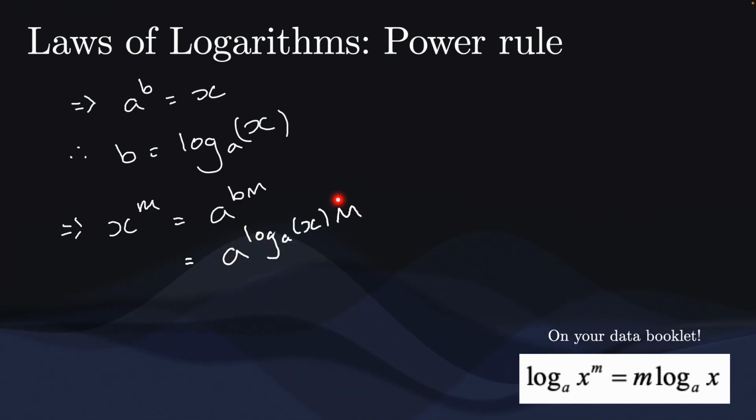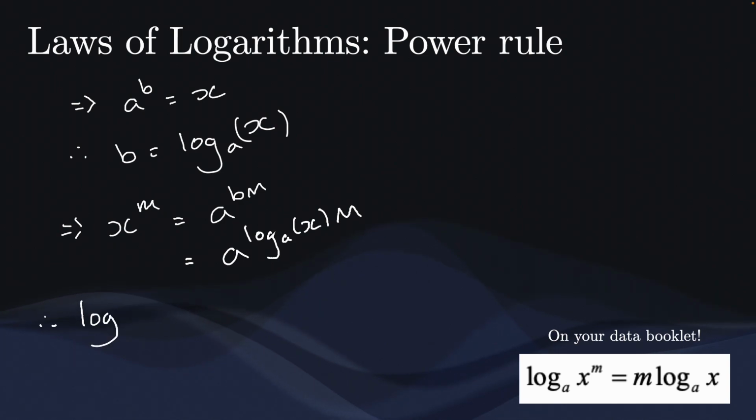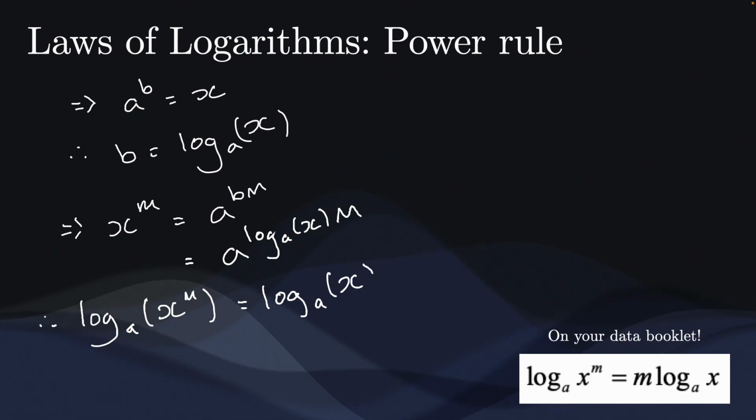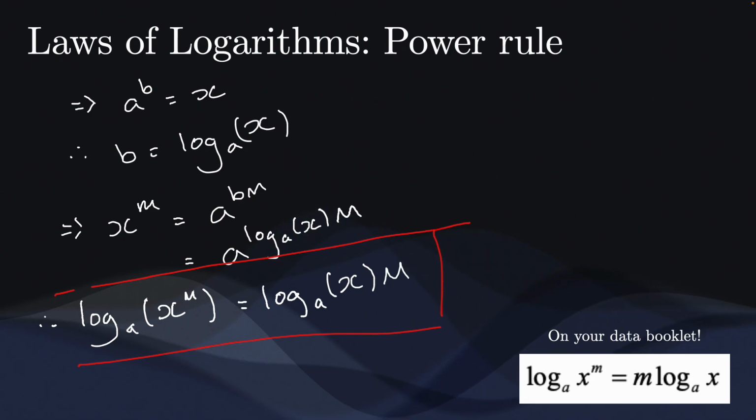And now again, let's try to make this exponent on its own, and not as an exponent. Therefore, we just make it in terms of logs. We can say that log base a of x to the power of m, because here it's equal to x to the m, is therefore equal to log base a of x times m. And that is the logarithmic power rule.